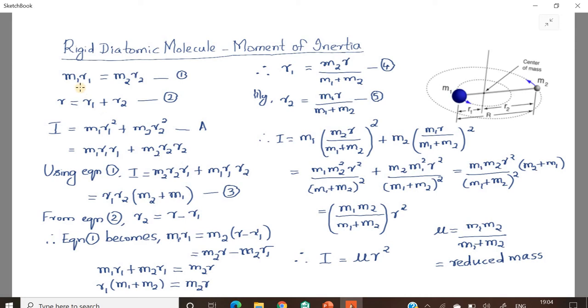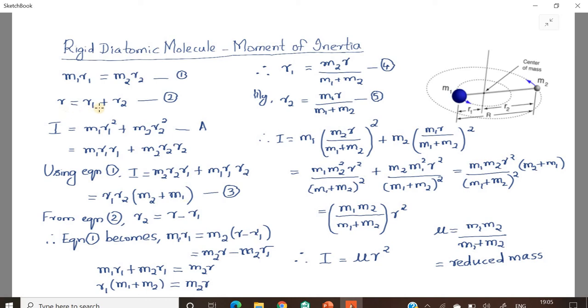Now according to equation 1, M1 R1 equals M2 R2. So in equation A, we write M2 R2 instead of M1 R1 and M1 R1 instead of M2 R2. Therefore, I equals M2 R2 R1 plus M1 R1 R2. Here R1 and R2 are common, so that is equal to R1 R2 into M2 plus M1.